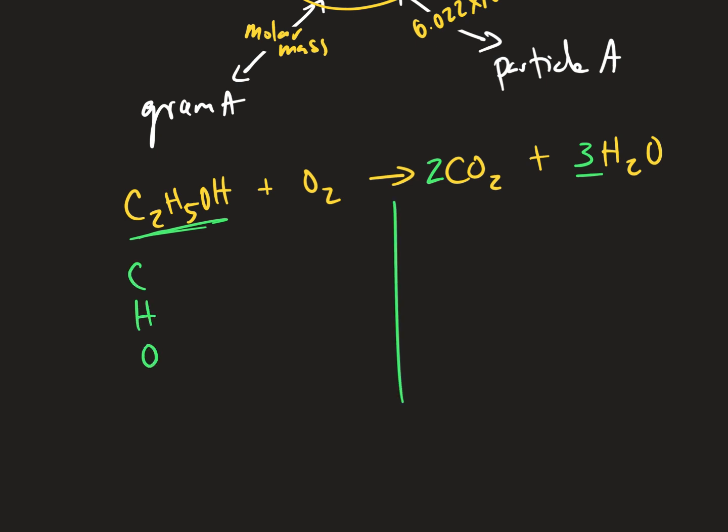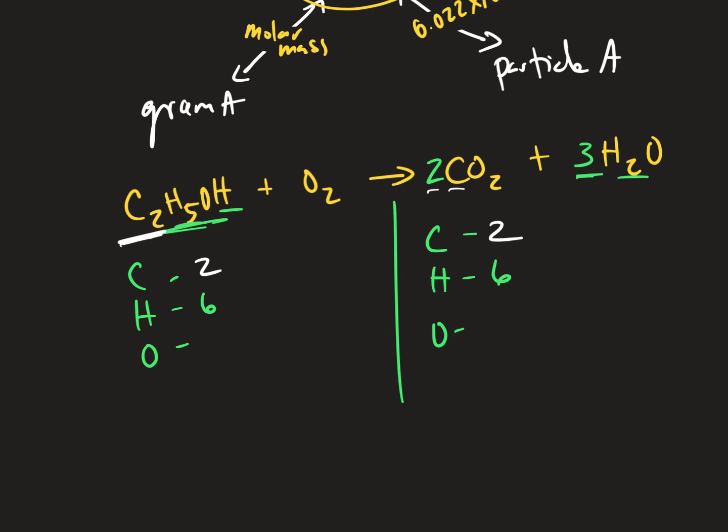So we just counted the hydrogens here. There's 6 on this side. We put a 3 here, so there's 6 on this side. Good? Then we counted the carbons. There's 2 on the left. So we put a 2 right here so that we could have 2 on the right.